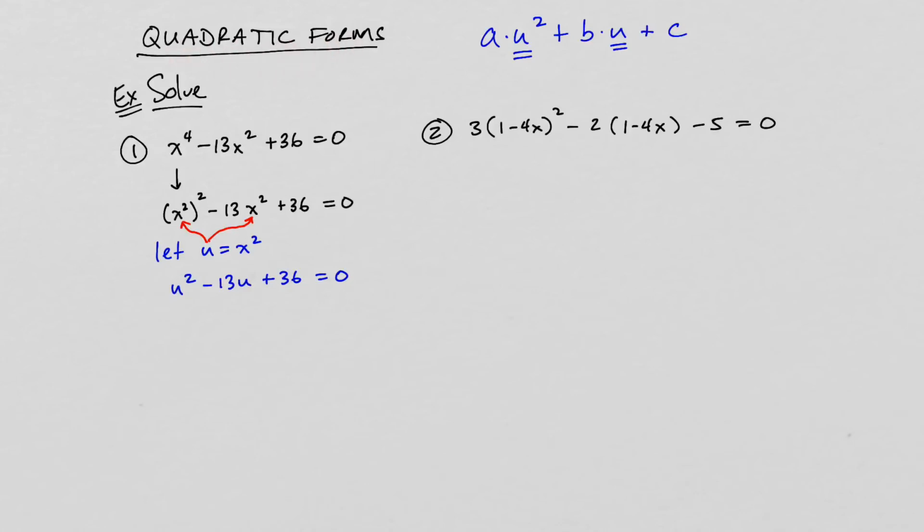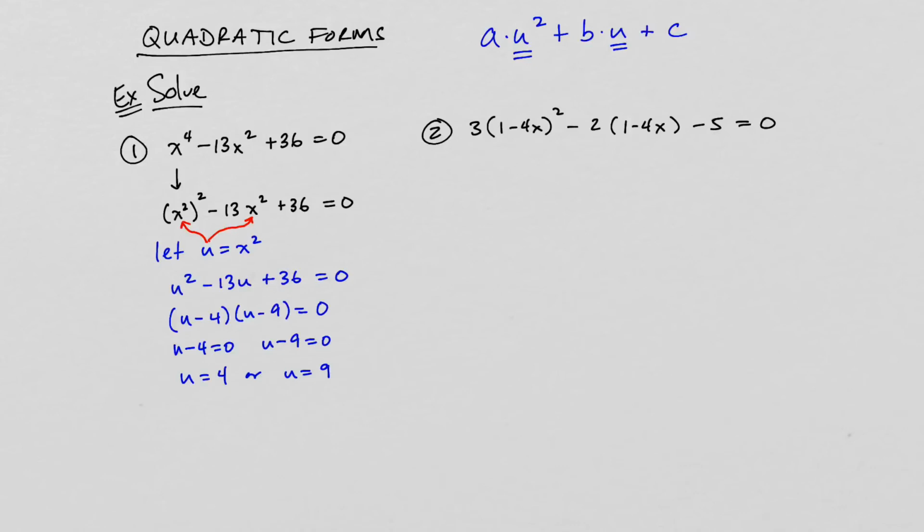So let's go ahead and solve this quadratic equation. We can solve it by factoring fairly easily. We have u minus 4 times u minus 9 is equal to 0. And then we can set each of those factors equal to 0. And we get u equals 4 or u equals 9.